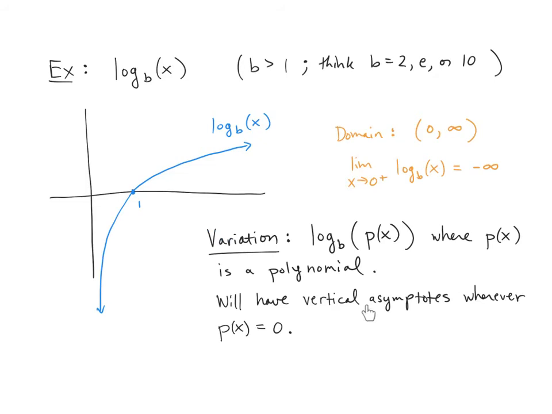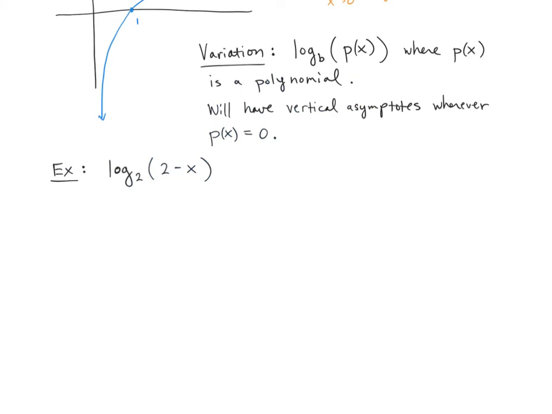Now, an interesting variation on this to discuss is if we take log base b and we insert a polynomial inside of this logarithm function. And in this case, we'll have vertical asymptotes. We'll have infinite limits wherever p of x equals 0. Okay, so if you have p of x equals 0, then that's plugging 0 into this log. And log at 0, right, that's where the vertical asymptote is. So whatever x values give p of x equal to 0 are going to end up being a vertical asymptote of log base b.